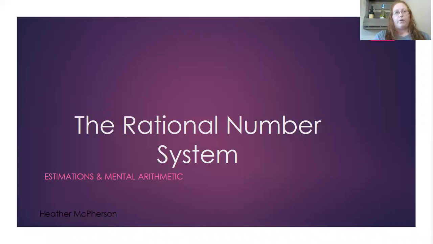Thank you, Chelsea, for going over the computations with rational numbers and estimations. Within the rational number system, there are many different properties, including addition, subtraction, multiplication, and division.